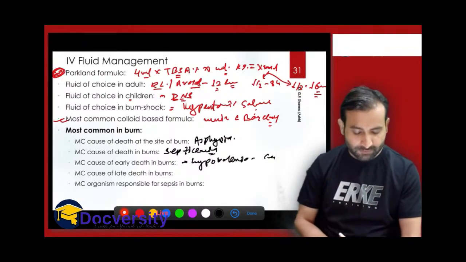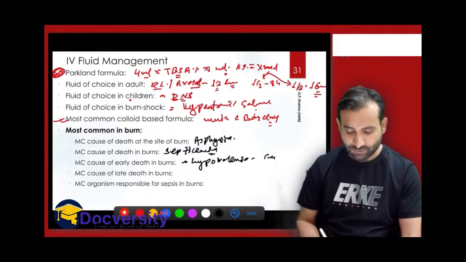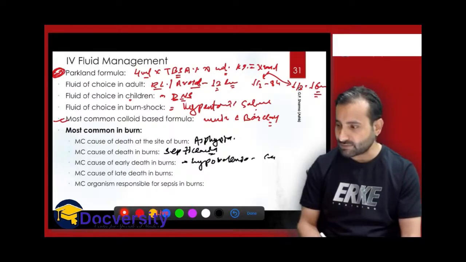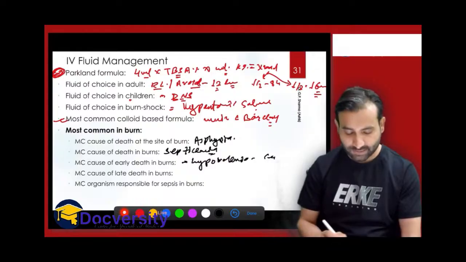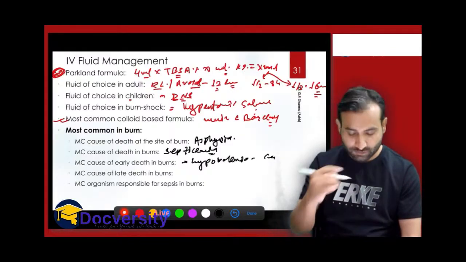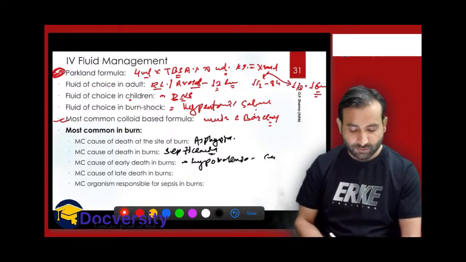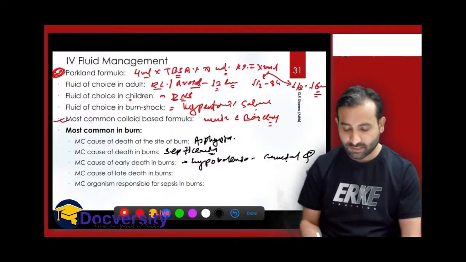Now let's see, what is the most common cause of death at the site of burn, right? That is what? Burn asphyxia. This is a question in the exam. And the most common cause of death in the burns, right? If they ask you this broad question, then this is what? Septicemia. Because of the burn, the most common cause of death is what? Septicemia. Most common cause of early death in the patient, that is what? Hypovolemia. So fluid management is crucial.